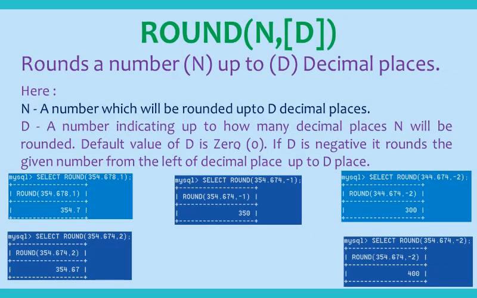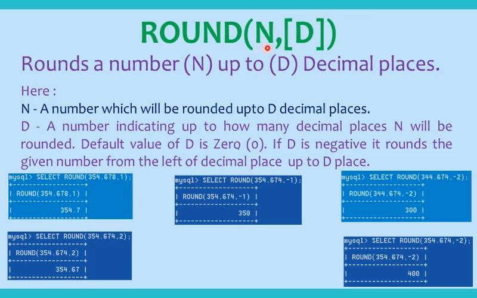Next function is round function. Again it takes two parameters, n and d. Within square brackets I have written this d. It means it is an optional parameter. Means either we can pass one parameter, that is n only, or we can pass both n and d. If we leave this parameter, by default it is taken as 0. Means 0 decimal places.